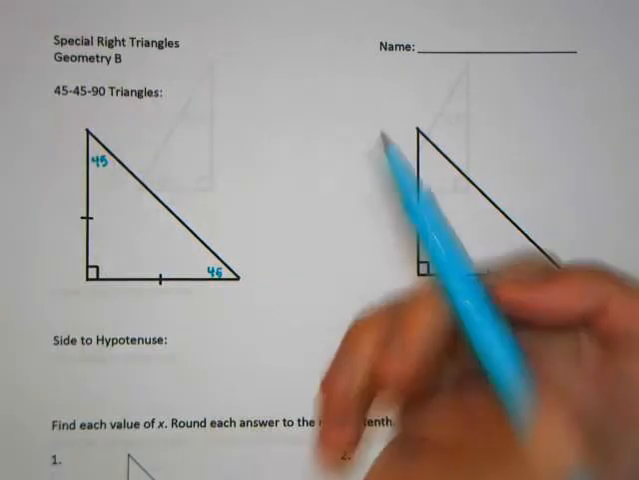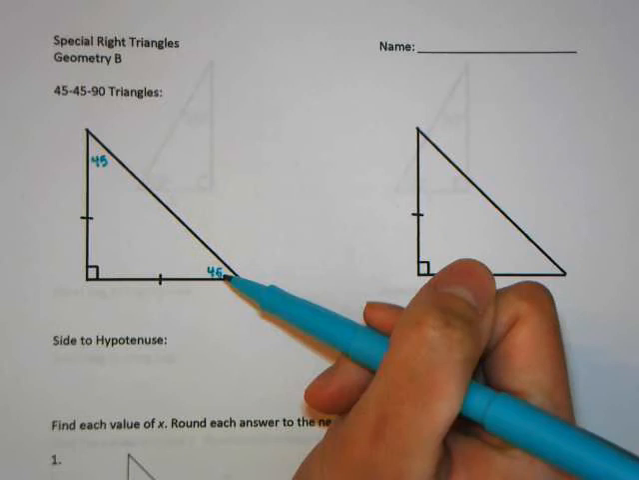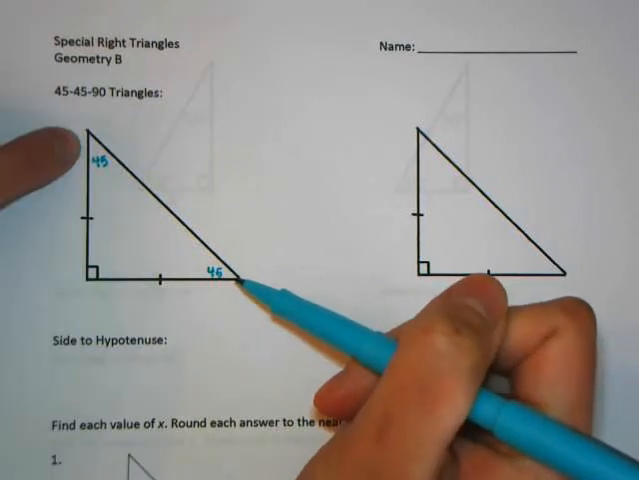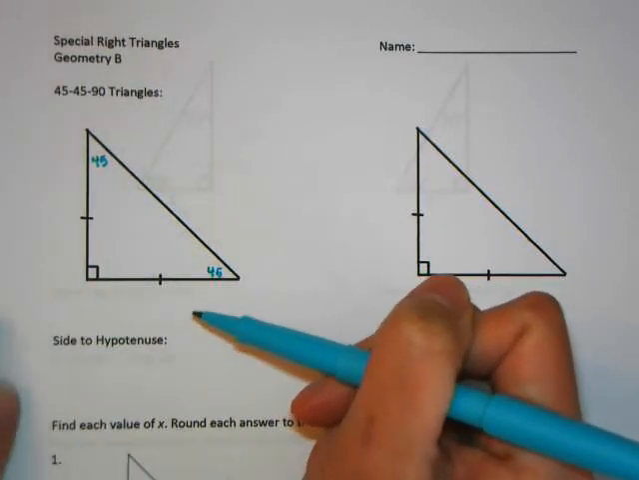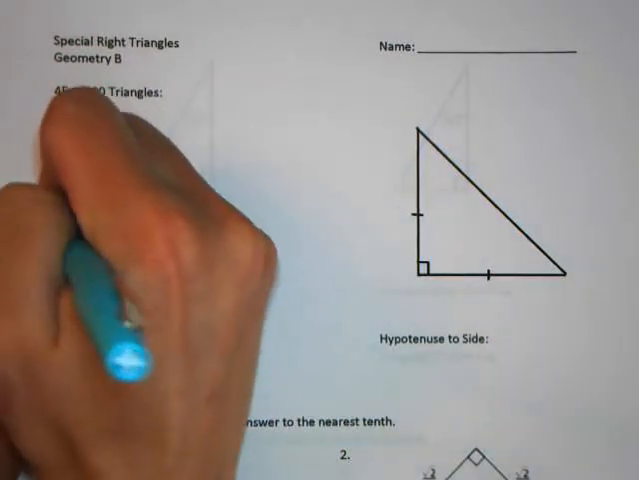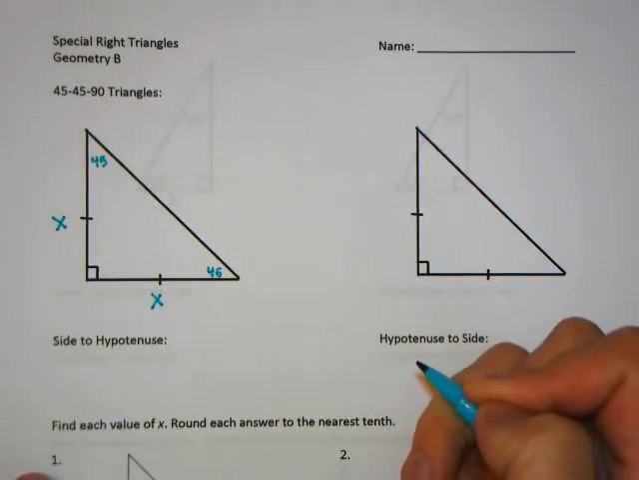Okay. So since these are both 45 degrees, what we have here is an isosceles triangle, all right? If these two angles are congruent, then that means our two sides are congruent. So we're going to label this side X and this side X, okay?